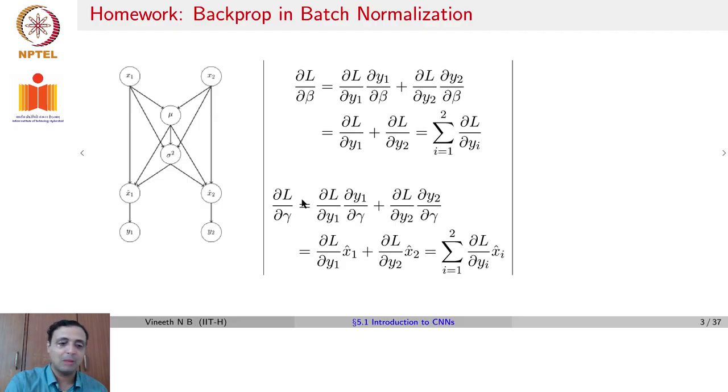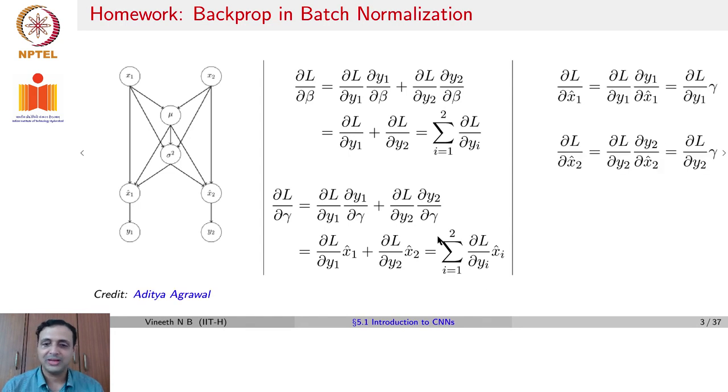Similarly, dou L by dou gamma, remember gamma is the constant that multiplies xi hat. So dou L by dou gamma is equal to dou L by dou y1 into dou y1 by dou gamma, and so on and so forth for all the y terms. And dou y1 by dou gamma, as you can see, is going to be x1 hat by the very definition of these terms. So that term gets replaced by x1 hat. So you have dou L by dou y1 into x1 hat plus dou L by dou y2 into x2 hat, and that gets summarized as a summation in this way. Let's move on to the next term.